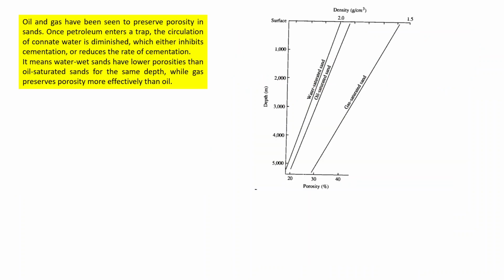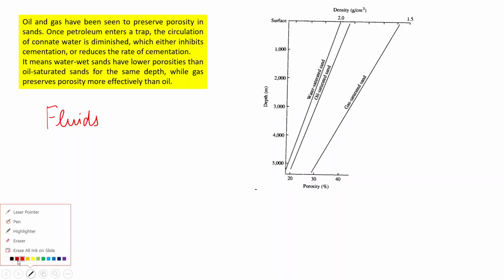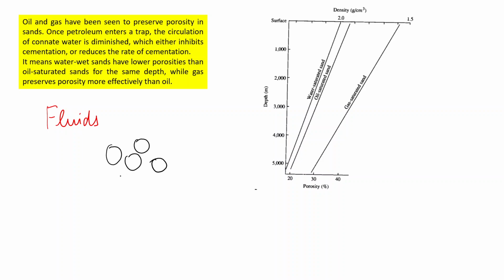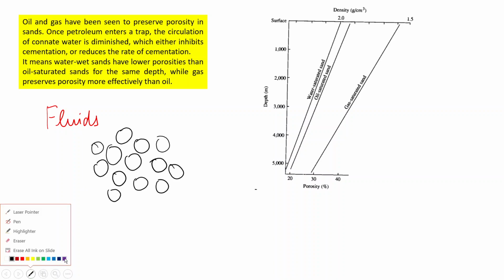Then the fluids which are in the pore spaces. For example, let me draw a schematic diagram. If these are the sand grains, and of course you can see here that there are pore spaces, let me fill those pore spaces with something. Those pore spaces can be filled with some fluids. These fluids might be connate water.